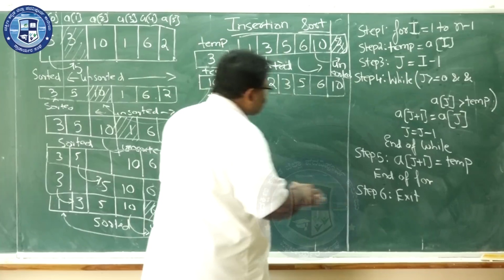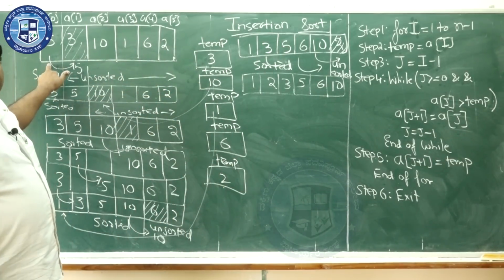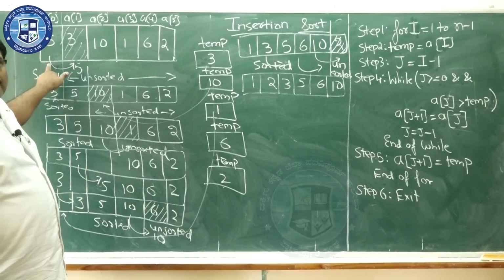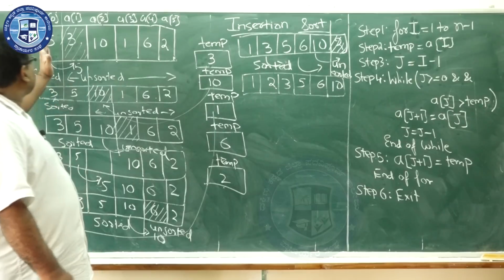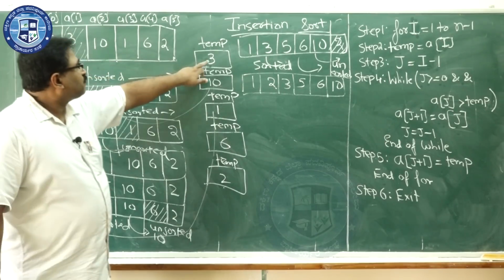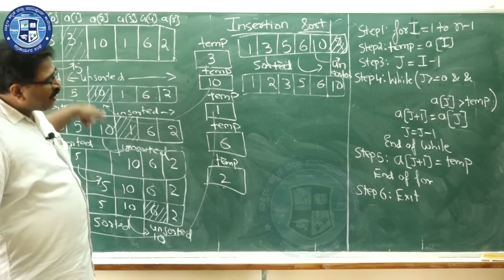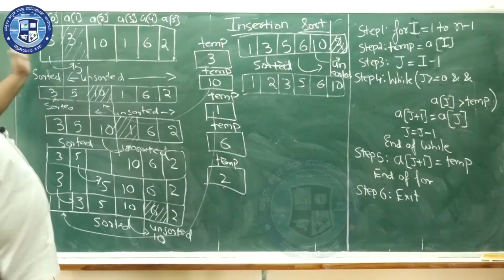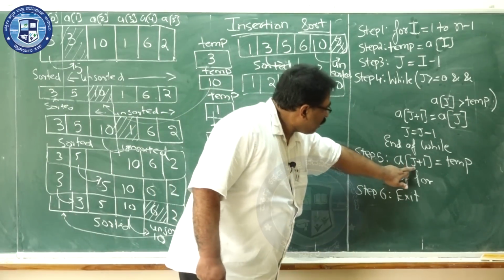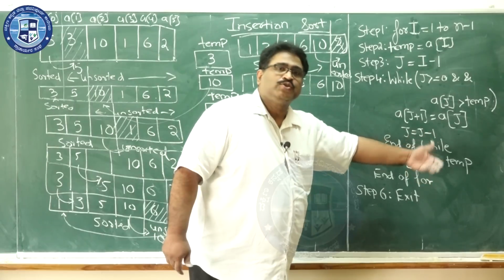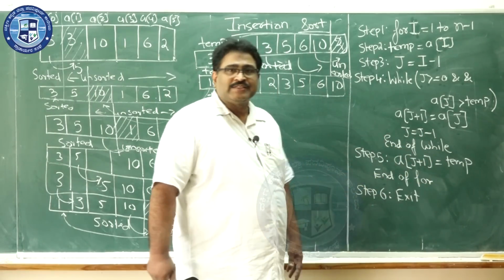Once you have finished everything, then you are transferring the temp value where? Into A of J plus 1. Look at this first example itself. Once I've transferred this, I'm transferring this now over here. When I'm transferring over here, the value of J will actually be in the next position. So that's the reason we are writing down here, A of J plus 1 is equal to temp. And that ends your for loop. And the last step is the exit.